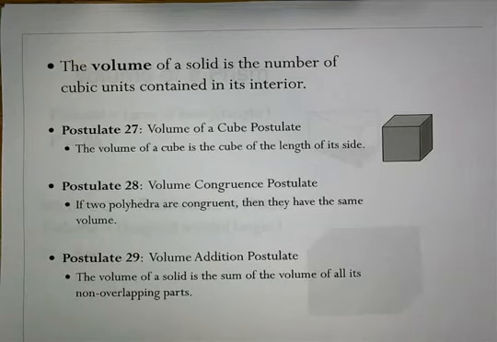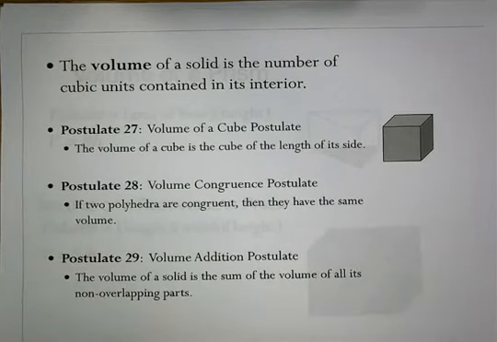Postulate 28: if two polyhedra are congruent, then they have the same volume. So if I have two prisms or pyramids that are the exact same in congruence, everything matches up, their volume will be the same. And the volume addition postulate says we could combine volume. So maybe we have two parts together, we could combine them and get a total volume.